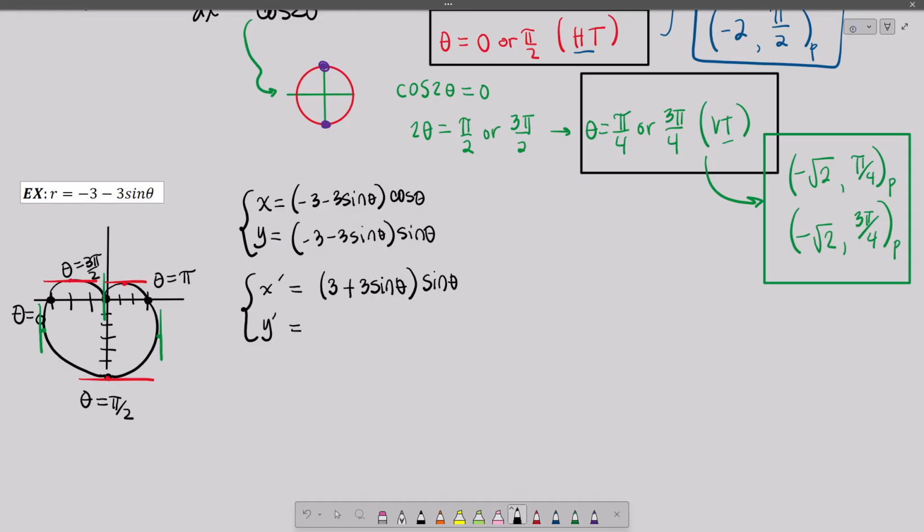So first, derivative of second, plus the derivative of first. The derivative of first is minus 3 cosine of theta. I guess I don't need this parenthesis here. So negative 3 cosine of theta multiplied by cosine of theta. So derivative of first, minus 3 cosine theta times cosine.